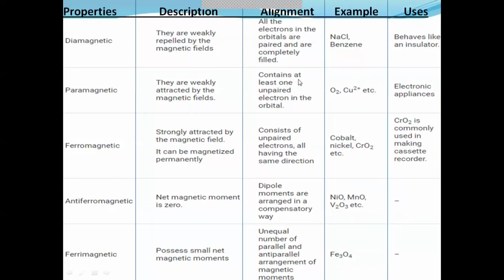Paramagnetic substances contain at least one unpaired electron in the orbital. Because of the small number of unpaired electrons, they are weakly attracted by the magnetic field. Once the external magnetic field is removed, they lose their magnetic property. Examples are O2, Cu2+, etc. Paramagnetic substances are used in electronic appliances.